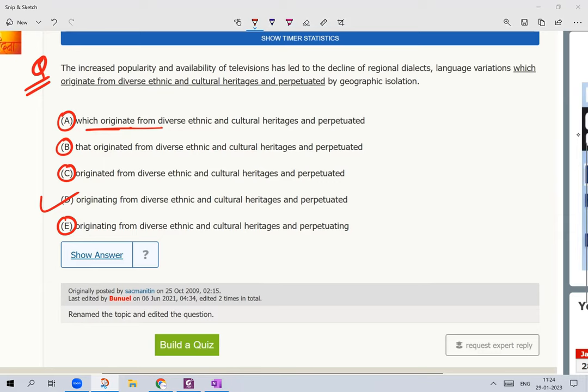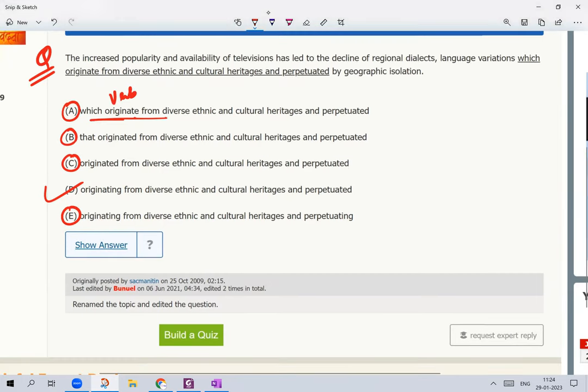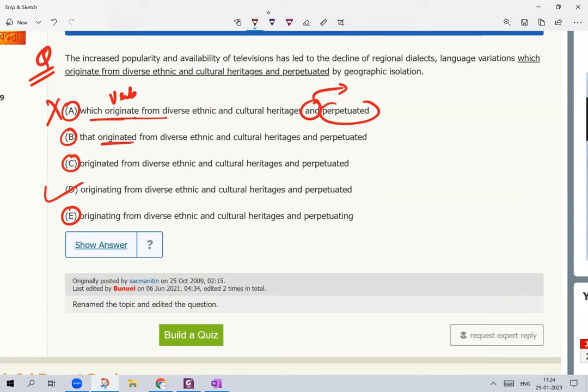I think A is wrong because originate is in present form. There is no parallelism between perpetuated and originate. That's brilliant, but tell me a proper reasoning. Originate as a word is a verb, and perpetuated is an adjective. There's an "and" over here which looks for parallelism. The sentence is not parallel. And this originated is also a verb because you are using a relative pronoun "that", which goes back to regional dialects. Regional dialects originated from diverse ethnic groups.